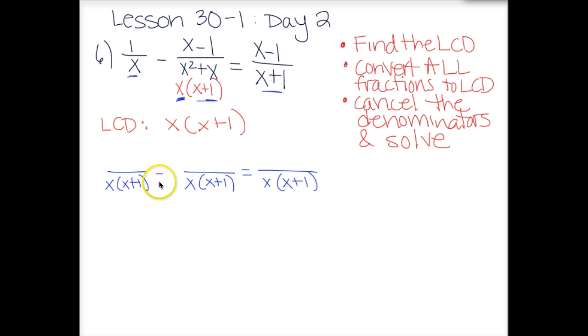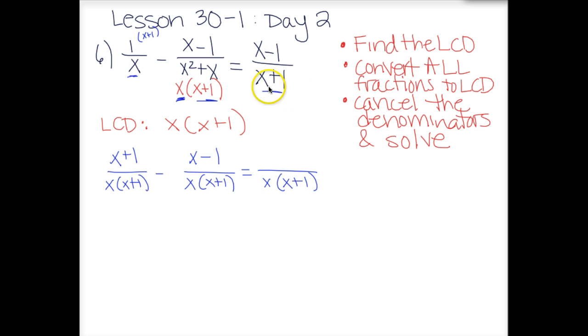So I've got LCDs on the bottom, now I need to convert the tops. Remember, you ask yourself, what did I multiply the original denominator by to get my LCD? Hopefully you answered x plus 1, so that means I need to do the same thing to my numerator. 1 times x plus 1 is just x plus 1. Now over here I ask myself, what did I have to multiply this original denominator by to get the LCD? Well, the answer is nothing here. These were the same. So it's like multiplying by 1, so it's just going to stay the same.